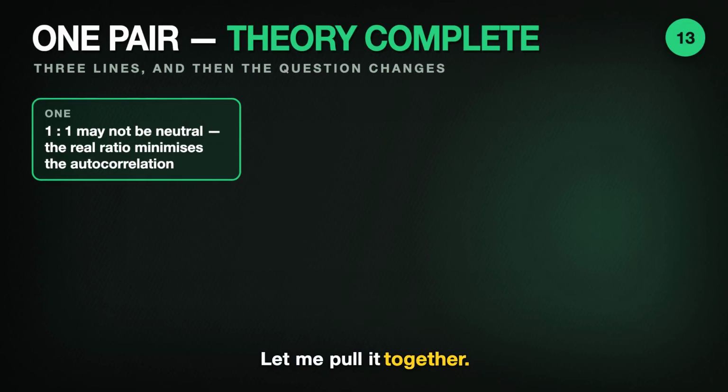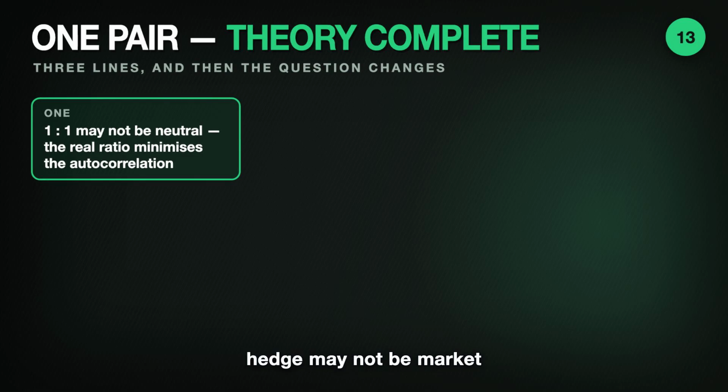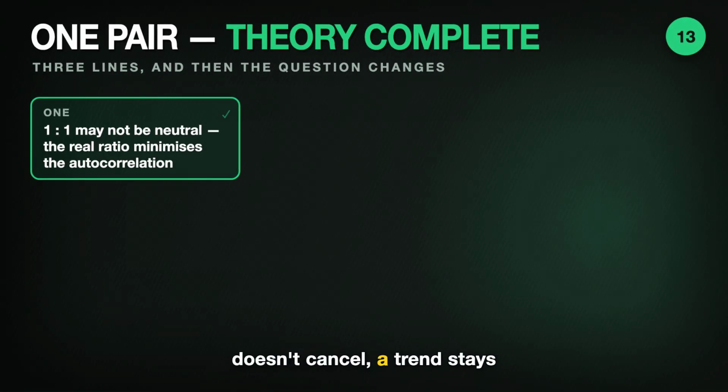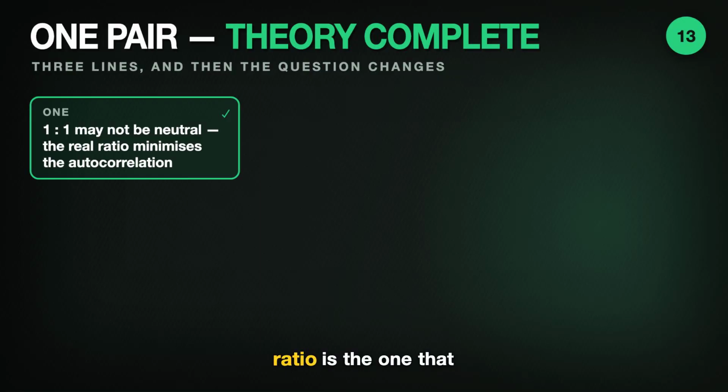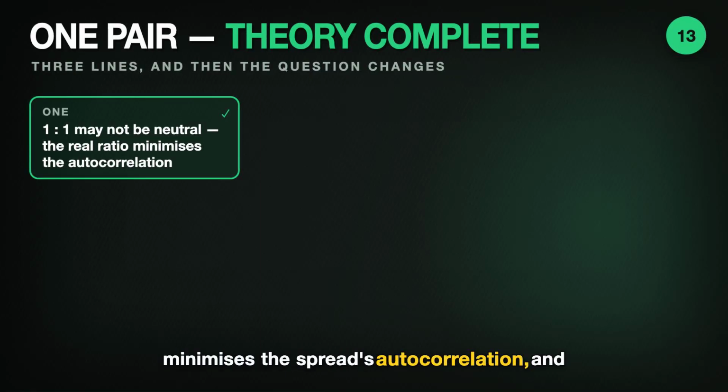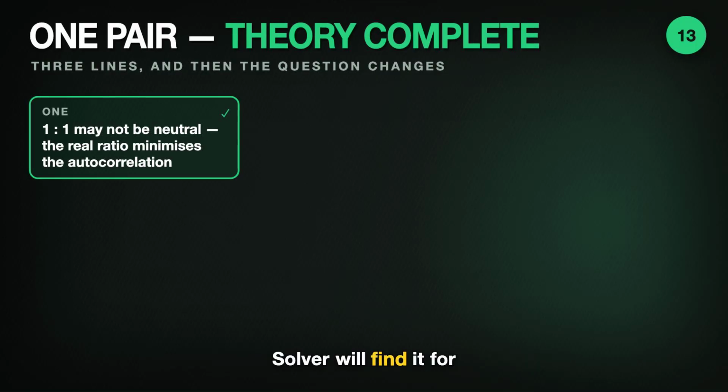Let me pull it together. 3 lines. 1. A 1-to-1 hedge may not be market neutral. If the common trend doesn't cancel, a trend stays in the spread, and that trend is risk. The real ratio is the one that minimizes the spread's autocorrelation, and Solver will find it for you.